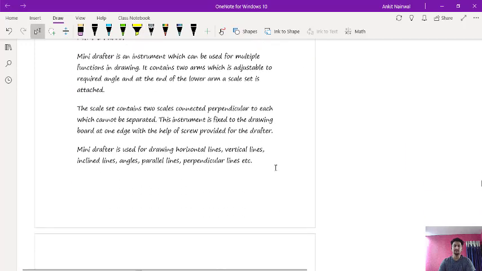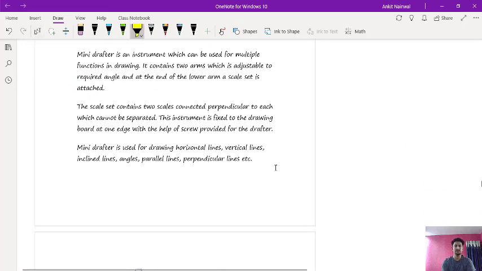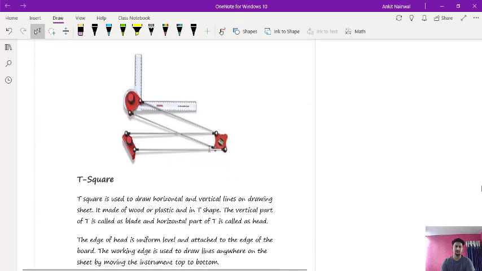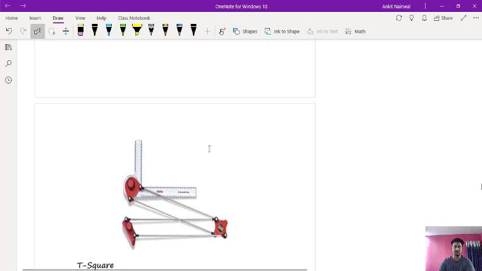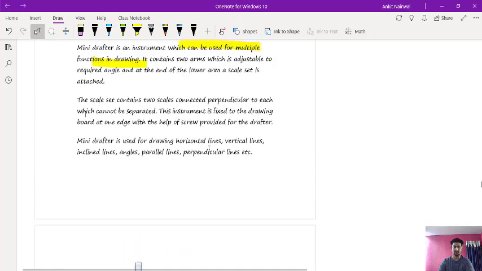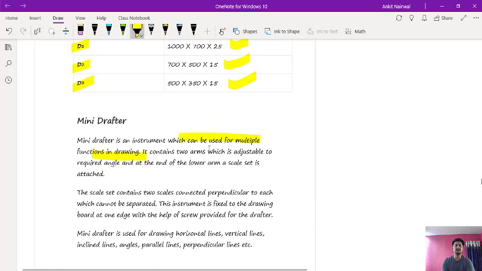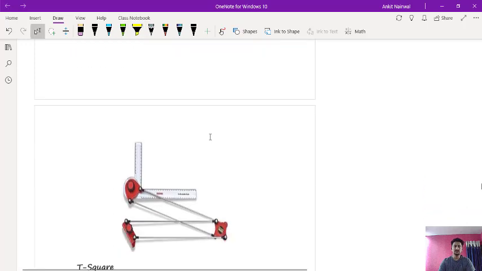Mini drafter, this you need to buy. Mini drafter is an instrument which can be used for multiple functions in drawing. It looks like this. If you go to any stationery shop and ask for a mini drafter, he will provide you with this. Basically, a mini drafter is for drawing horizontal and vertical lines, inclined lines, angle lines, parallel lines, anything you can draw with that. So this is a mini drafter.